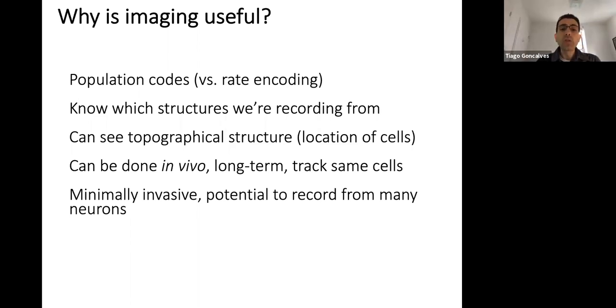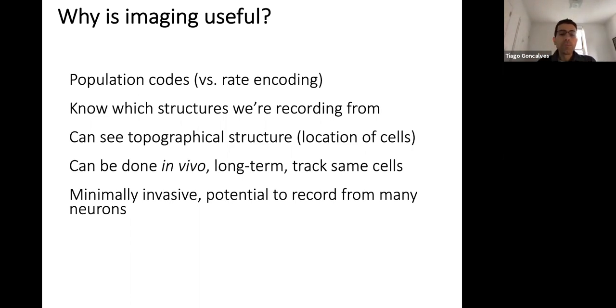So you also know which subcellular structures you're recording from. I'm going to give you a few examples during this presentation: you can record from individual synapses in vivo. You can see the topographical structure, the location of the cells as you record. You can do this, of course, in vivo. That's the whole point of this whole course. You can do this long term, and you can track the same cells and be absolutely certain that you're tracking the same cells over time.